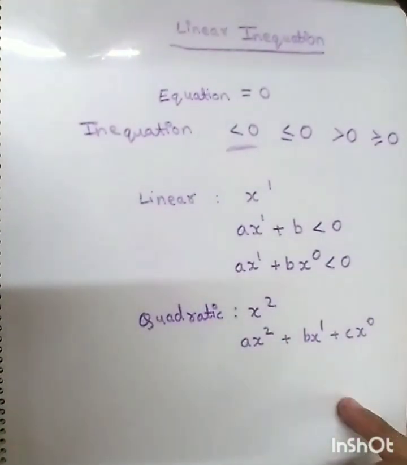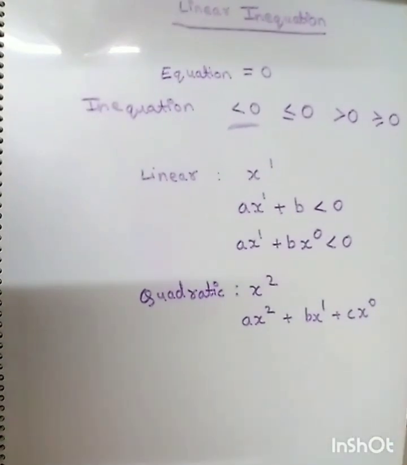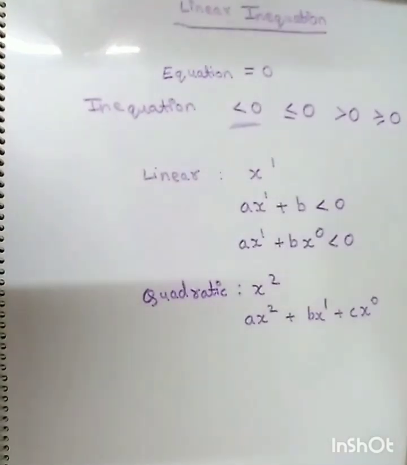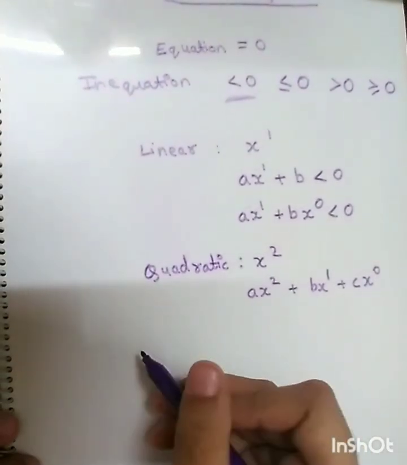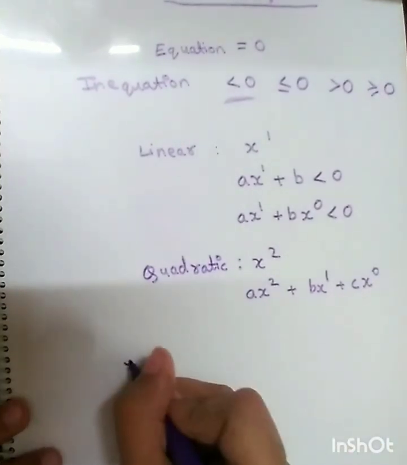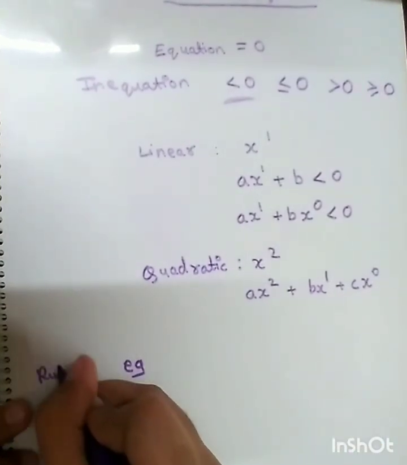Now we will start the sums of the linear inequations exercise. Before that, there are some rules which I want to explain. In the textbook there are some rules given, so we will see each rule one by one. Rule 1 says that on transferring a positive term from one side of an equation to its other side, the sign of the term becomes negative. Do not worry, it is not as complex as it is written. We will take an example of rule 1.